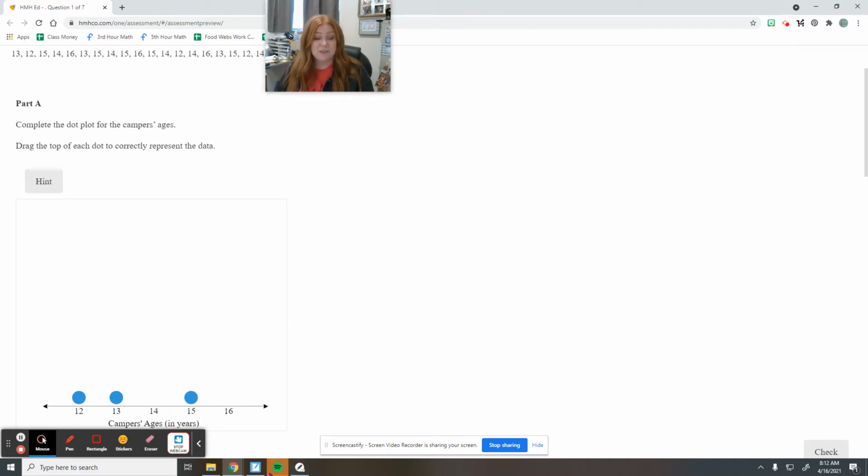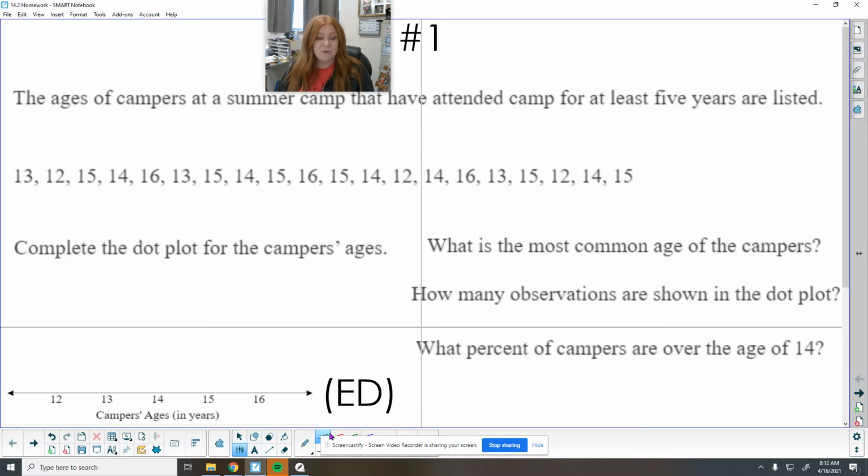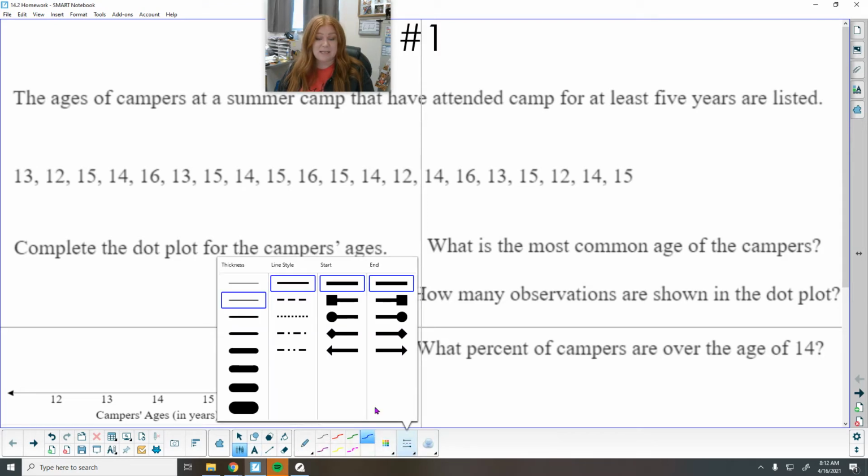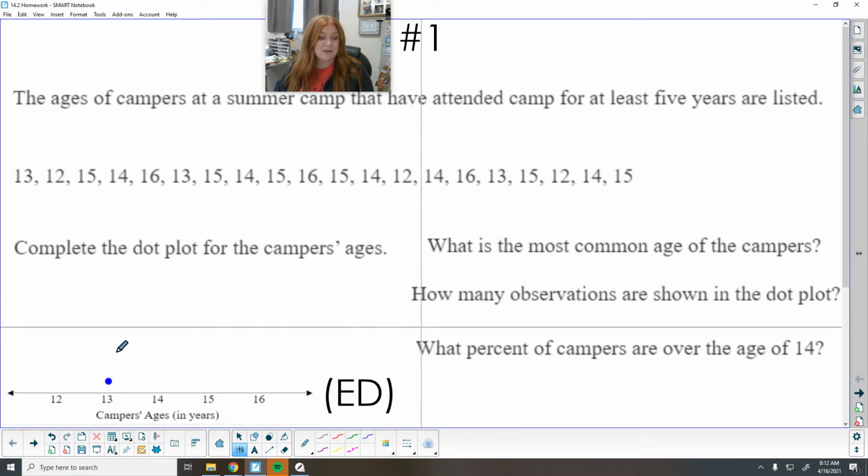If you are doing it on paper, you just want to put a dot or an X or any symbol above there. So I would say I have one that is 13, I have one that is 12, and we do our best to line them up. They're not perfect, but I shouldn't have one of them way up here and one down here. Then there's one with 15, then there's a 14, and I just go through every single one, stacking them on top of each other.